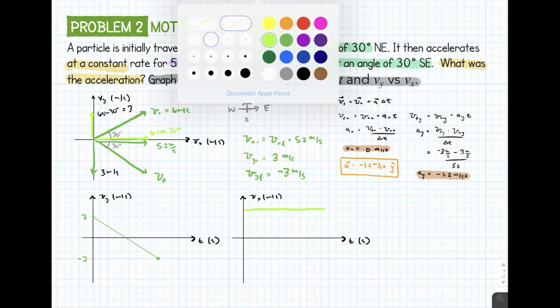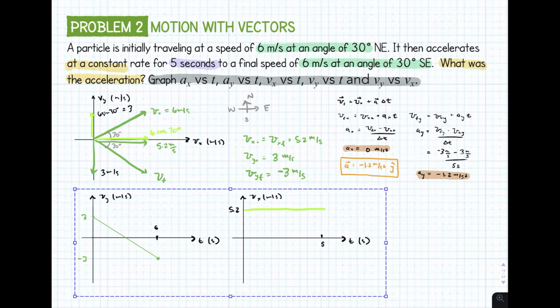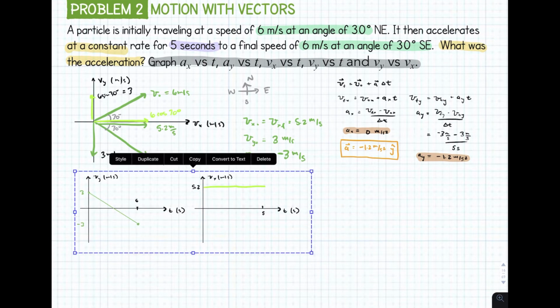So that's going to be 5.2 meters per second all the way. Remember, this is 5 seconds. This is 5 seconds. Okay, so those are our velocity graphs. I'm going to make them smaller so we have some space.